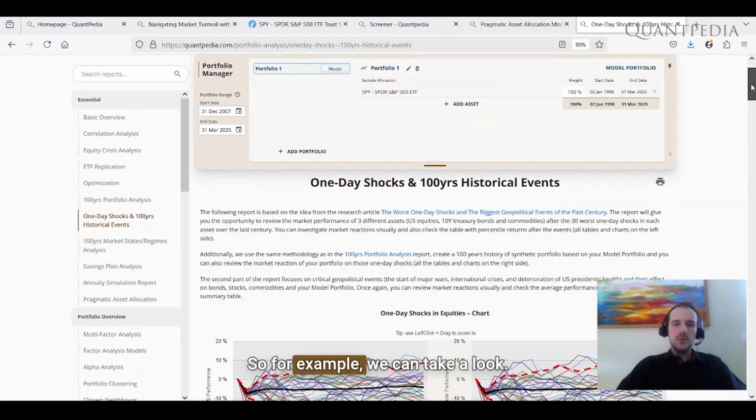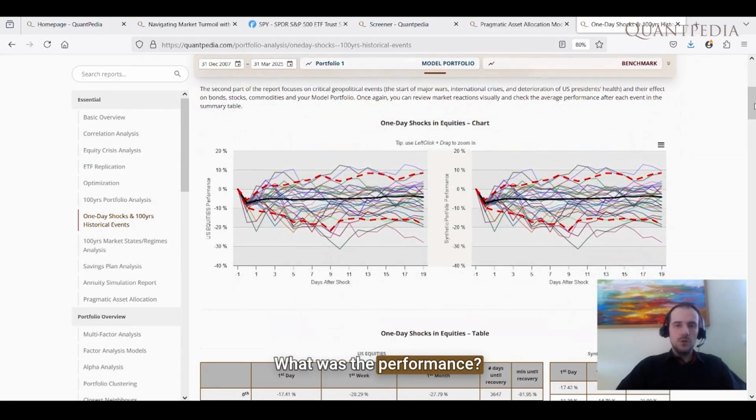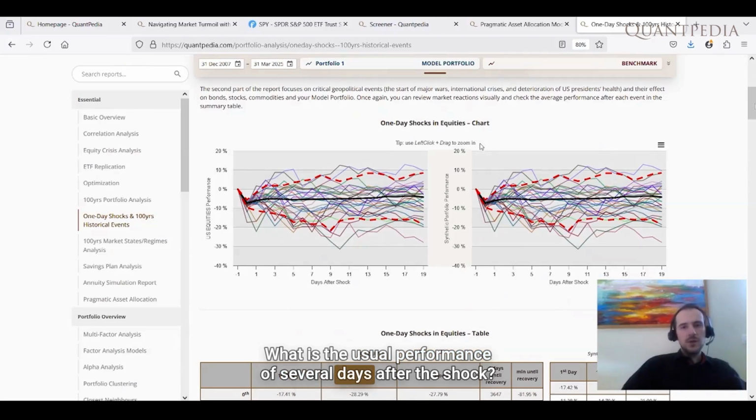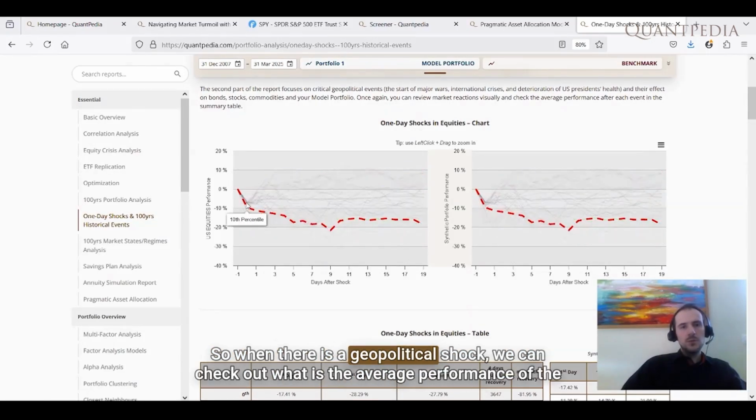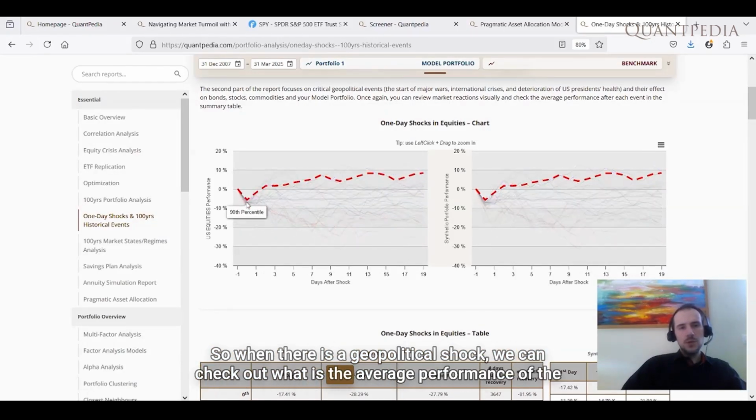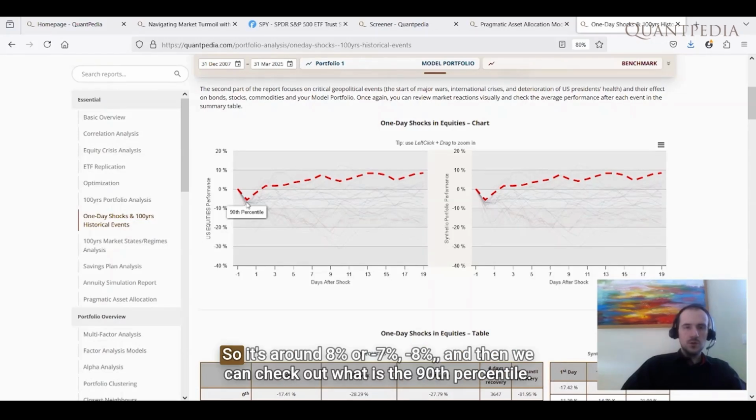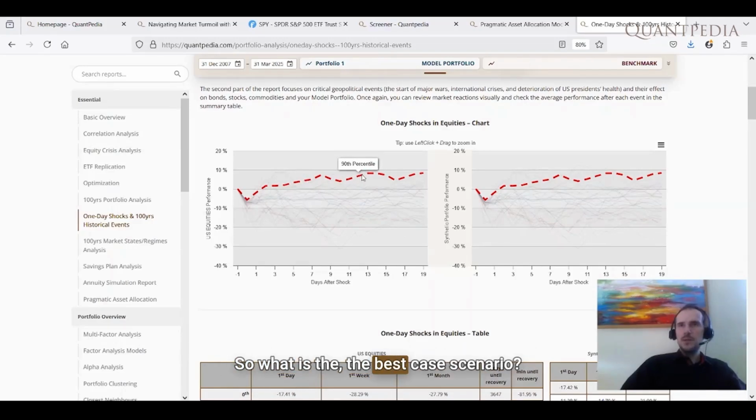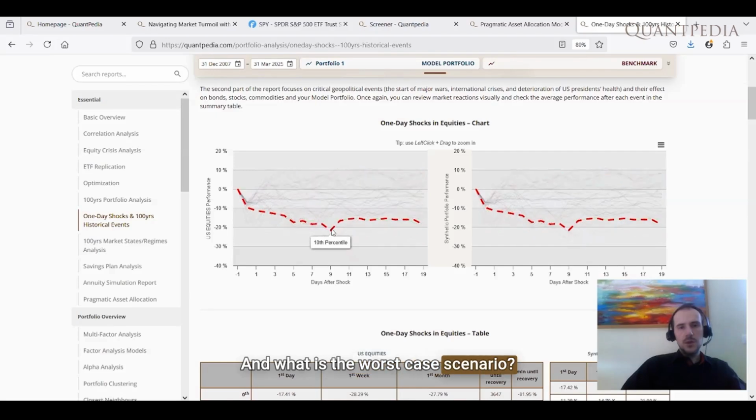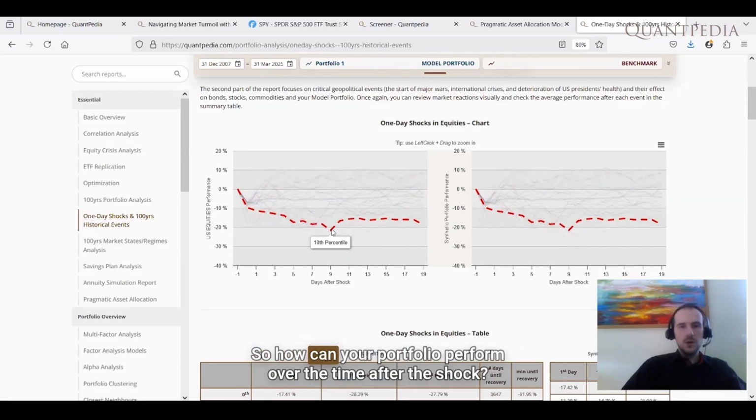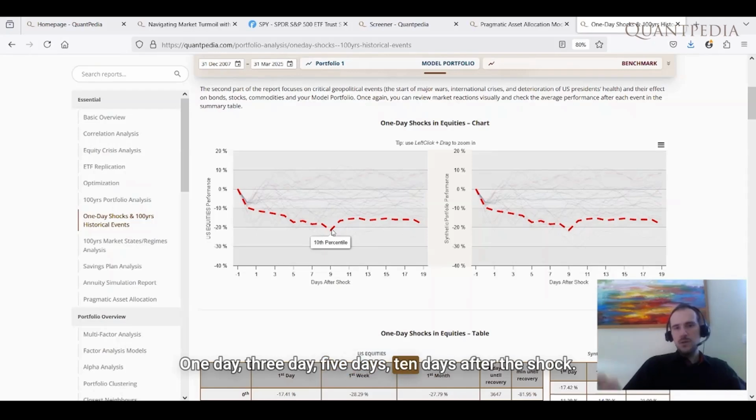What does it mean? For example, we can take a look at what the usual performance is several days after the shock. When there is a geopolitical shock, you can check out what the average performance of the equity portfolio is during that shock. So it's around -7, -8%. And then we can check out the 90th percentile, so the best case scenario after that shock, and the worst case scenario, the 10th percentile, so how your portfolio can perform over the time after the shock: 1 day, 3 days, 5 days, 10 days after the shock.